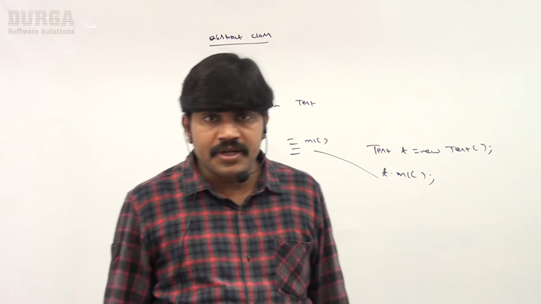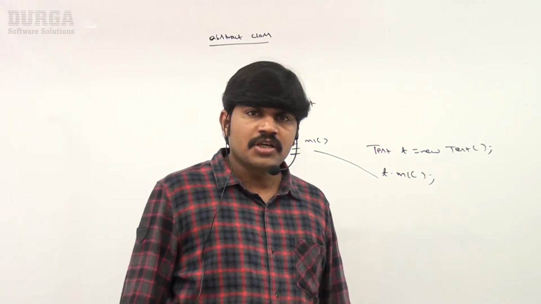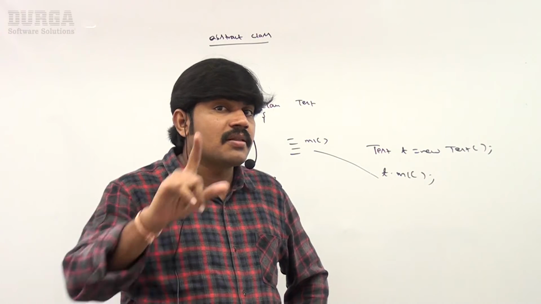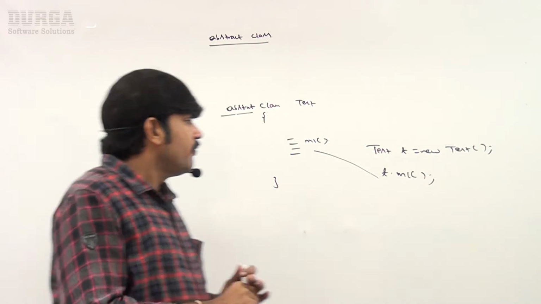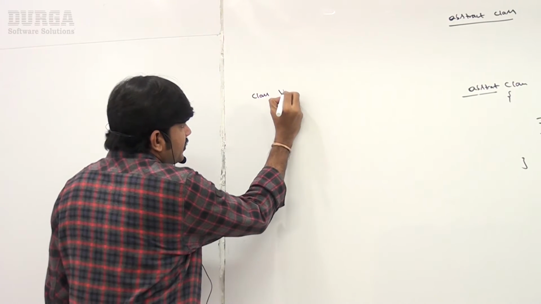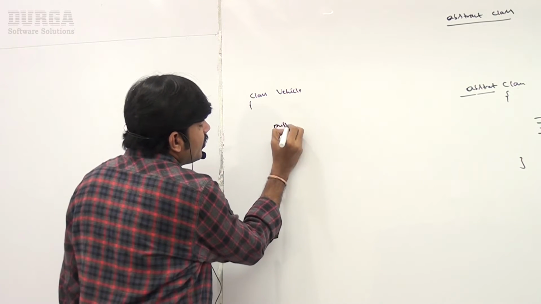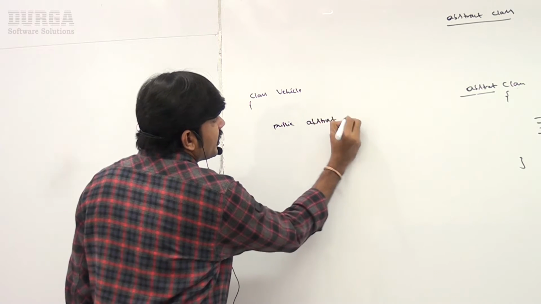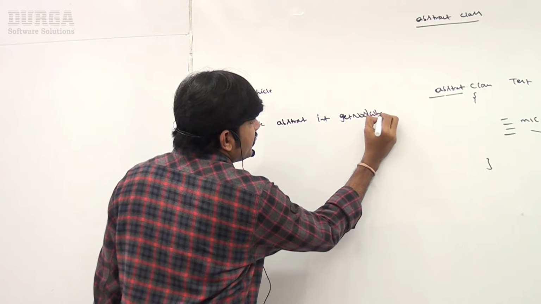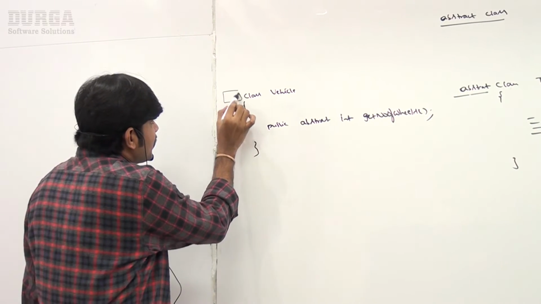Now my important point, is it possible to create an object for an abstract class? Respond, man. Is it possible to create an object for an abstract class? Not possible. Sir, what is the reason? The reason is very simple. Suppose assume I have a class Vehicle. This Vehicle contains an abstract method, public abstract int getNumberOfWheels. Have you remembered? I covered this example in the last video.